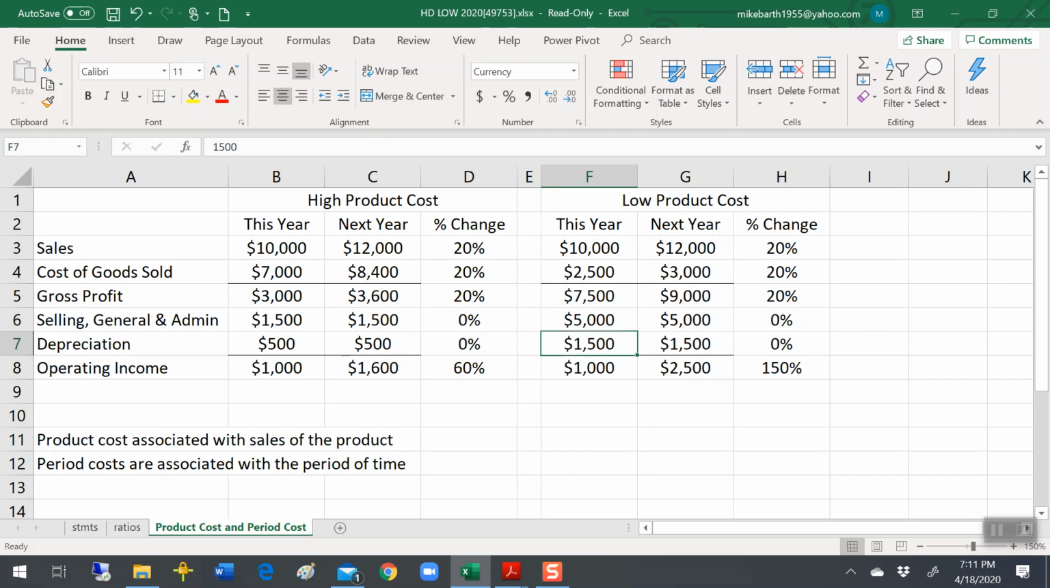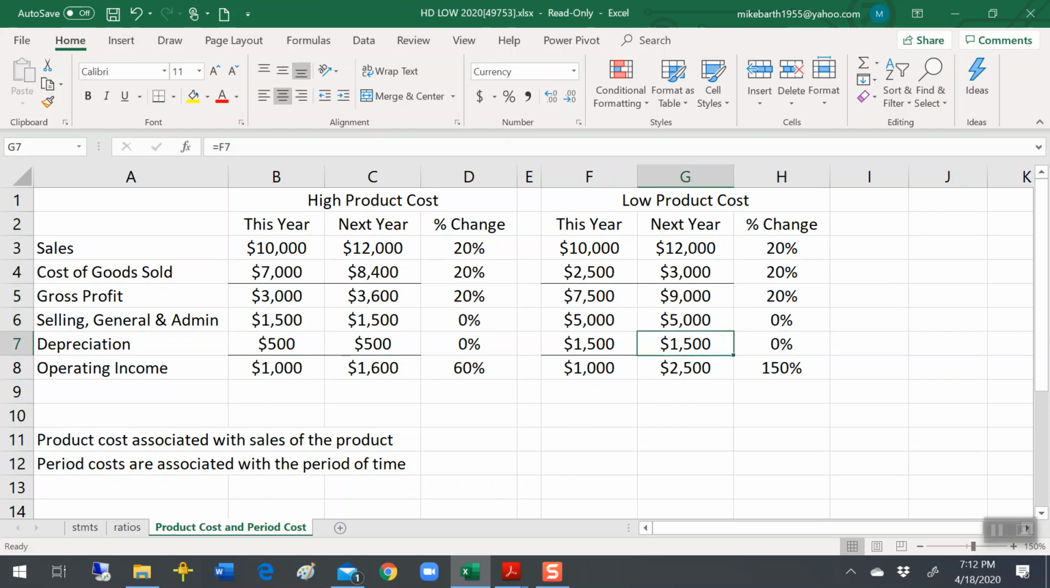The machines would be a selling, general, and admin expense as opposed to a cost of goods sold for the workers. In any event, let's look at the one with the low product cost. Both these companies had this year 10,000 in sales and 1,000 in operating income. It's just a different mix: 6,500 of selling, general, and admin period costs, 2,500 of product costs, as opposed to 7,000 of product costs, 2,000 of period costs. Look what happens with that 20% increase in the level of sales, though.